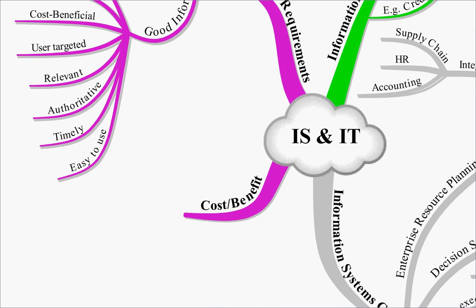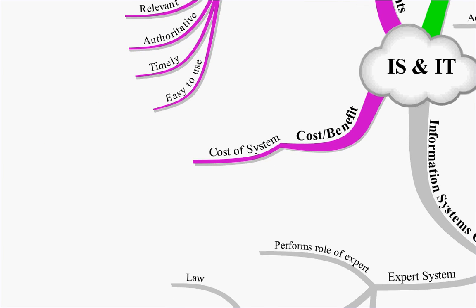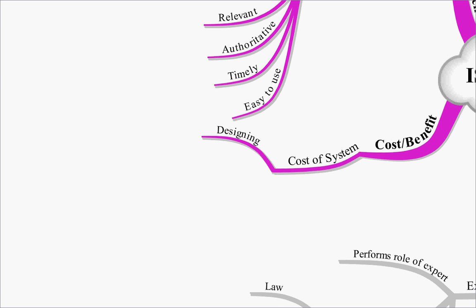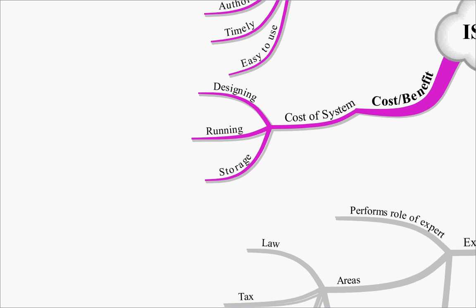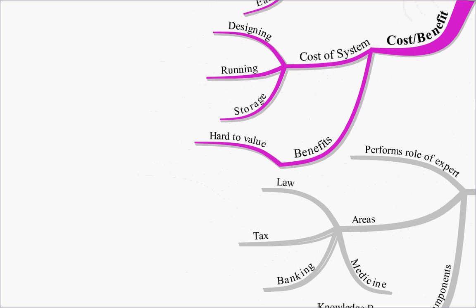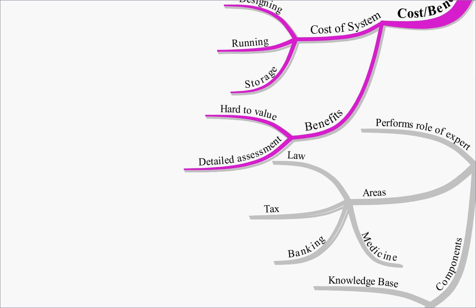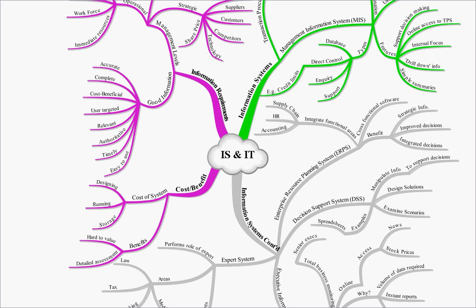So one of the key things about information is a cost benefit. When you're putting a system in, you've got to understand that the costs of it will be designing the system, running the system, and all the storage that you're going to need to store the data on the system. However, the benefits of it are hard to actually value. What you've got to do is do a very, very detailed analysis of the benefits that you're going to get out of the system. So that will undertake a detailed assessment and really understand what benefits you're going to achieve by implementing the system. So that was our lecture on information systems and information technology.